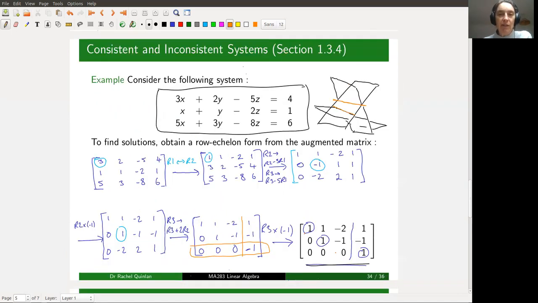So those are basically the three things that can happen with a system of linear equations. You can have a unique solution if every variable is a leading variable and the system is consistent. You can have infinitely many solutions if there's at least one free variable but the system is consistent, or you can have no solution if the system is inconsistent.